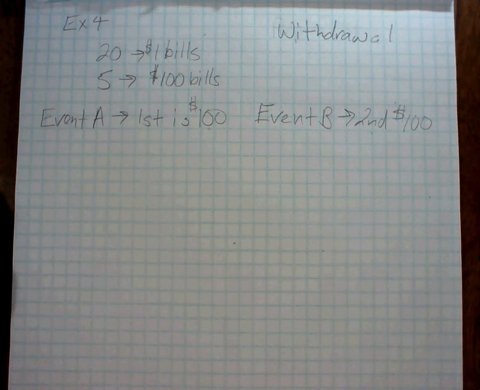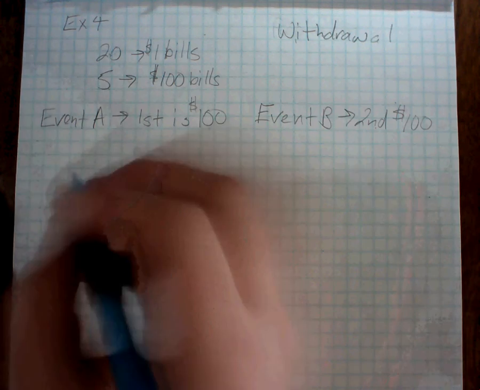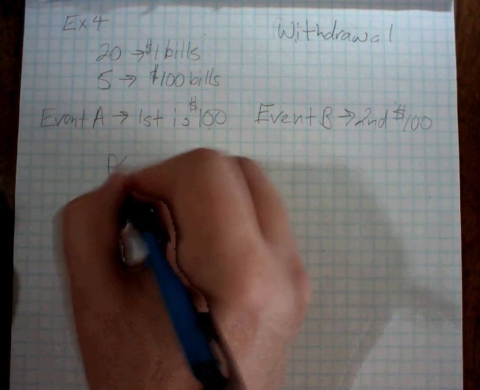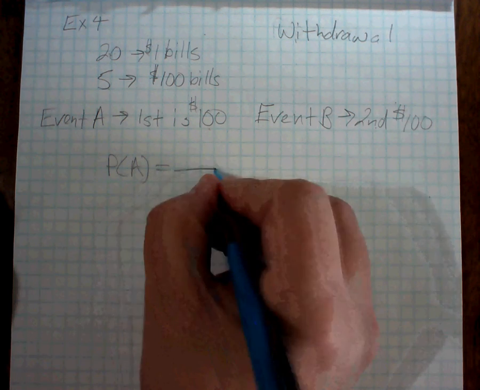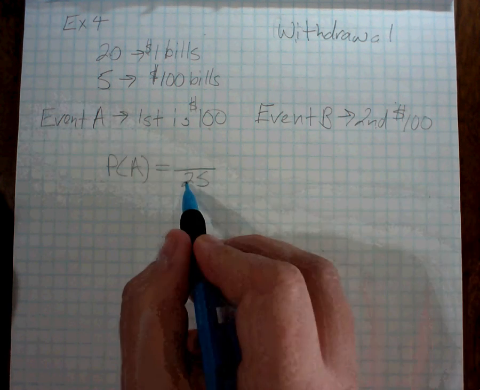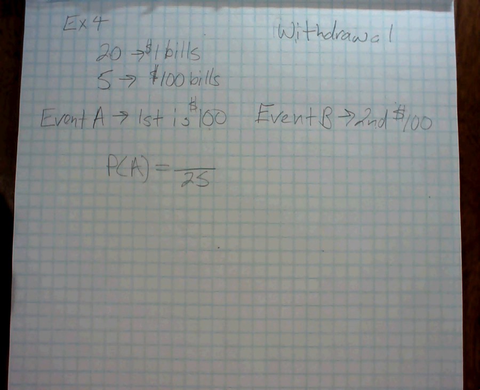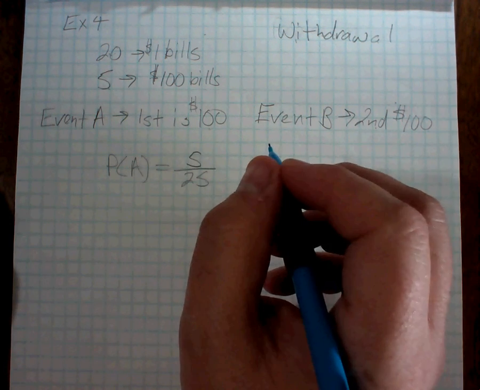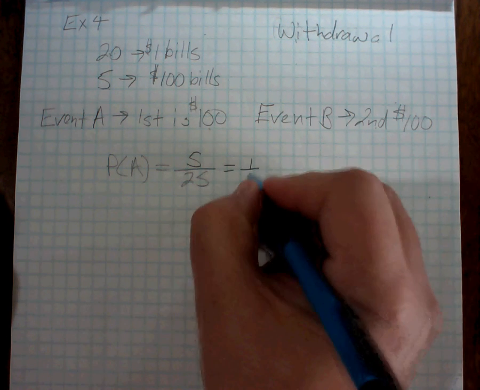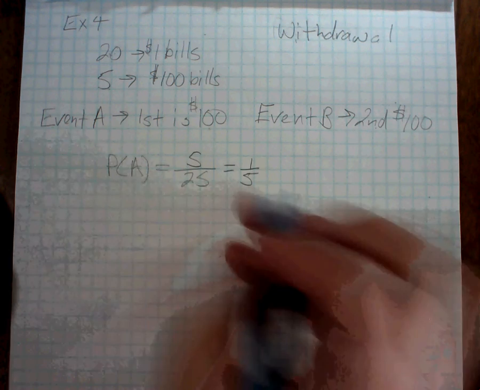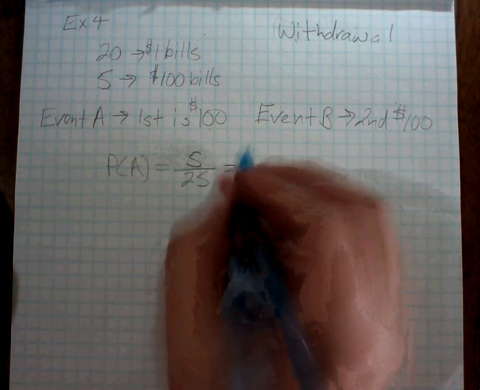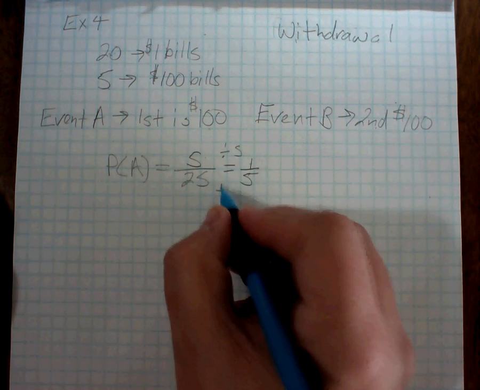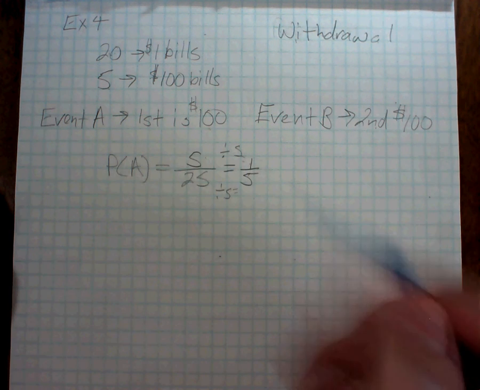So then notice that your outcomes, for event A, the probability of A occurring, at the beginning you have 25 bills. You have 5 $100 bills and 20 $1 bills. And you're going to reach in there and pull out a $100 bill. Well, there's 5 of those in there. And so that would be 5 out of 25, which is 1 out of 5 if you reduce it. Dividing the top by 5 gives you 1, and then you have to divide by 5 on the bottom. And that gives you 1 over 5.